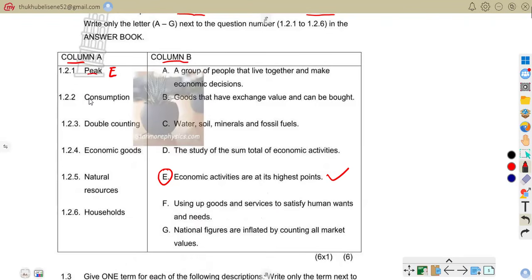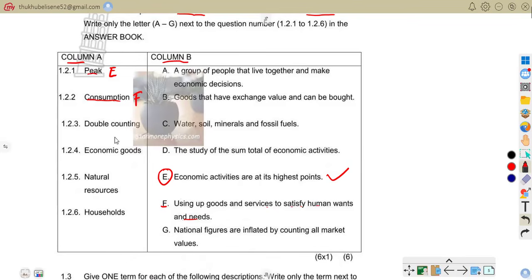1.22, consumption. Consumption is using up goods and services to satisfy human wants and needs. So F is the correct answer. We know that using up goods and services to satisfy human needs and wants is consumption. For example, buying and eating food.